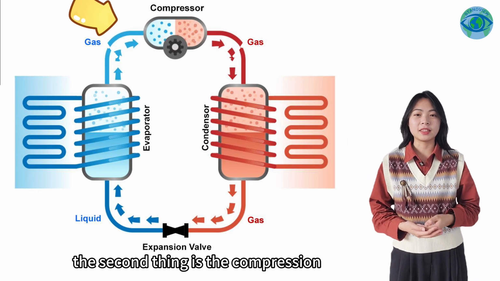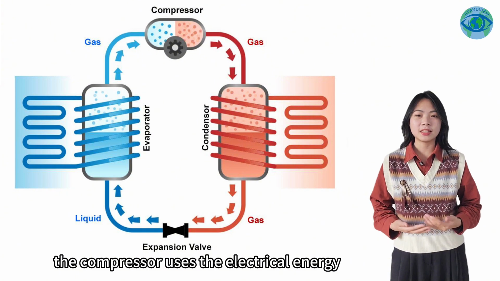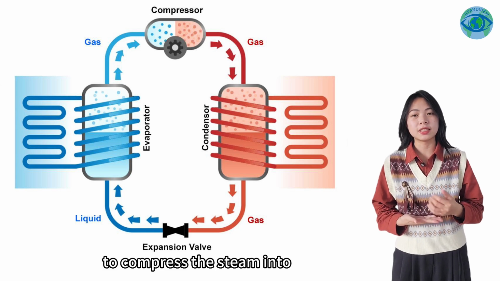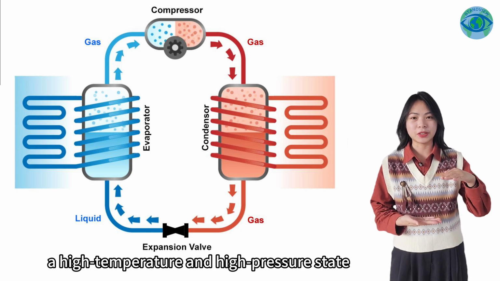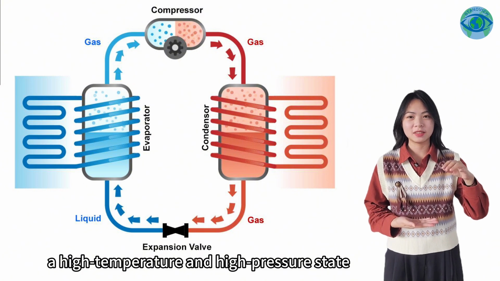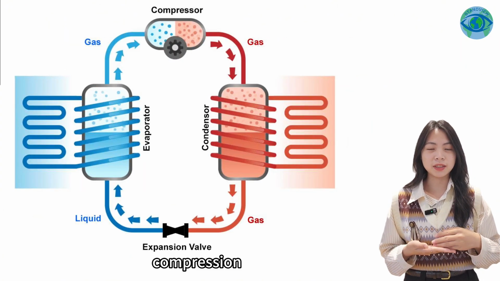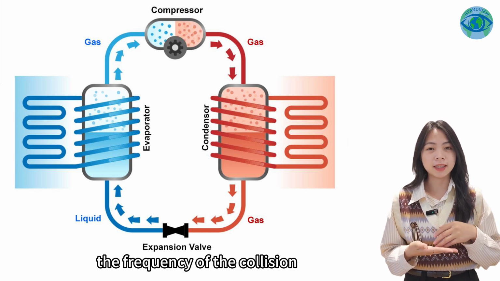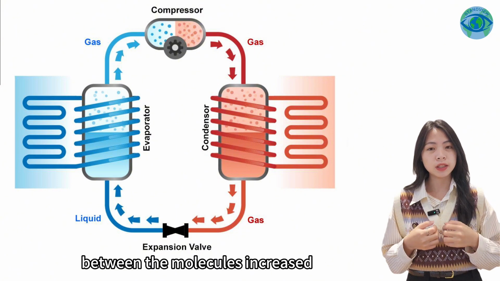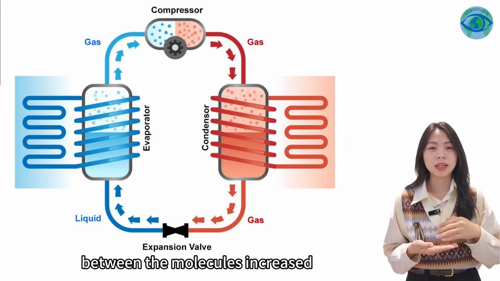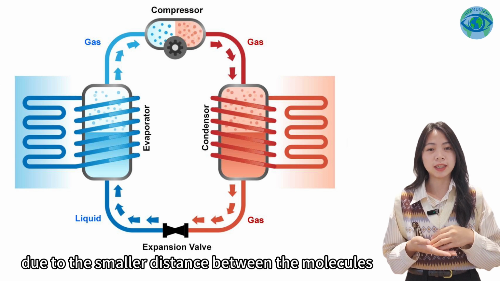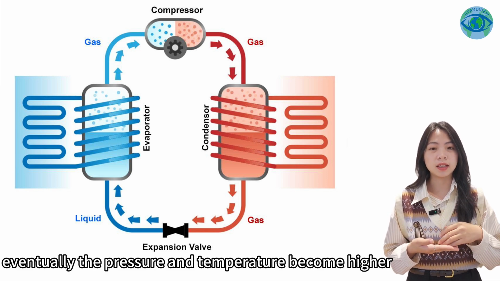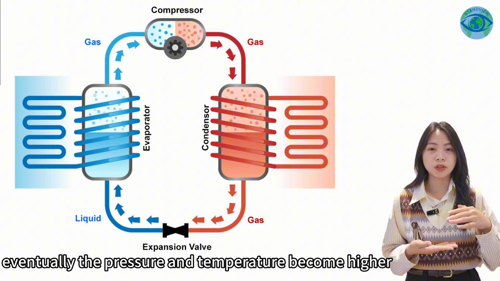The second thing is the compression. The compressor uses the electrical energy to compress the steam into a high temperature and high pressure state. Compression. When a gas is compressed, the frequency of the collision between the molecules increases due to the smaller distance between the molecules, and the energy increases. Eventually, the pressure and temperature become higher.